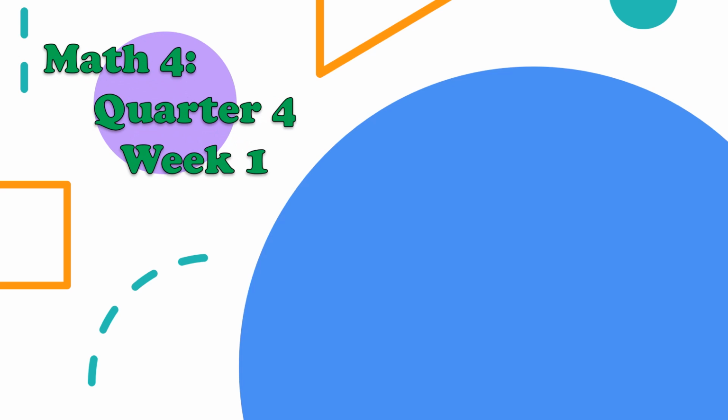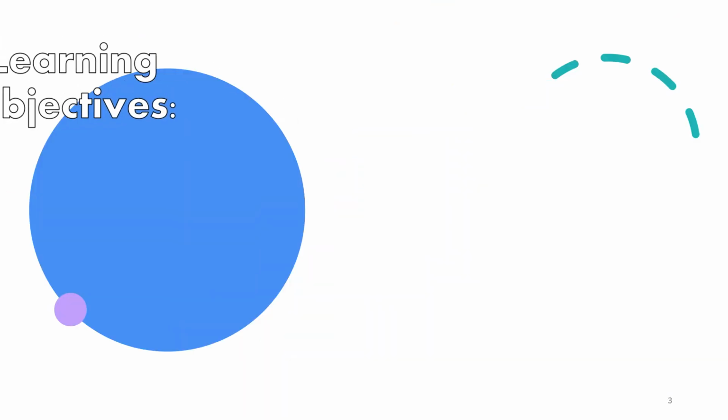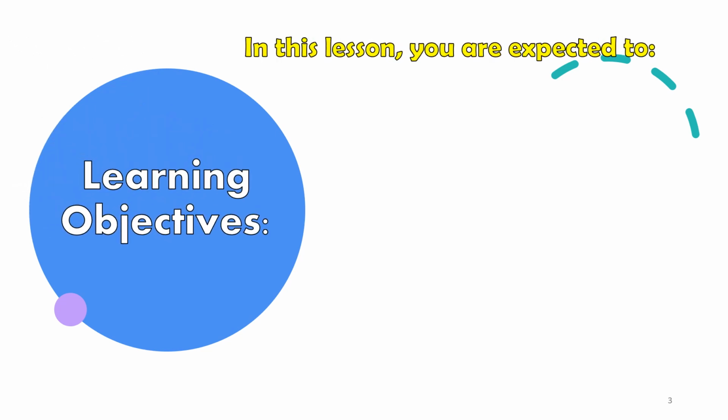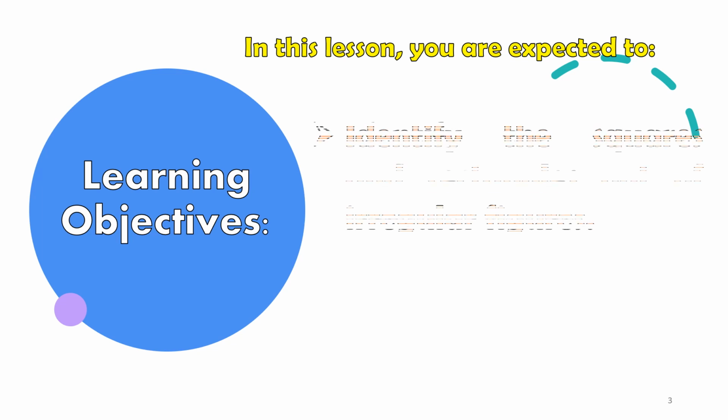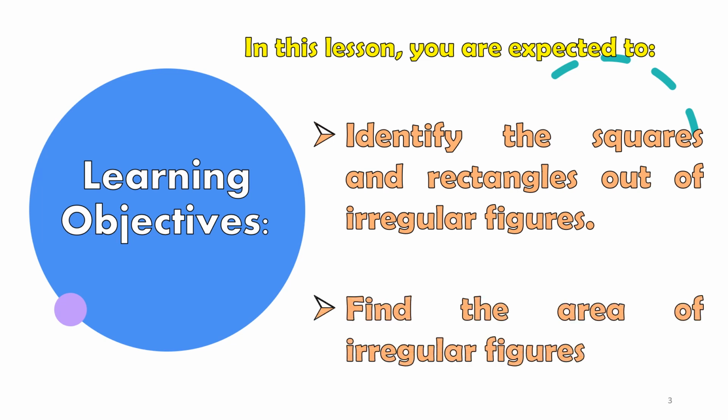Sa videong ito ay tatalakayin natin ang aralin sa Math 4, Quarter 4, Week 1, Finding the Area of Irregular Figures. Here are the learning objectives. In this lesson, you are expected to identify the squares and rectangles out of irregular figures and find the area of irregular figures.